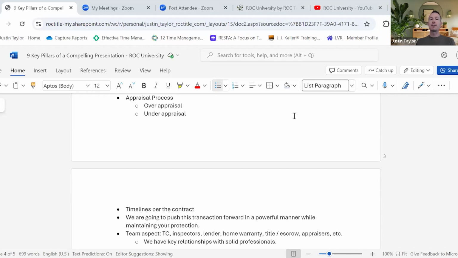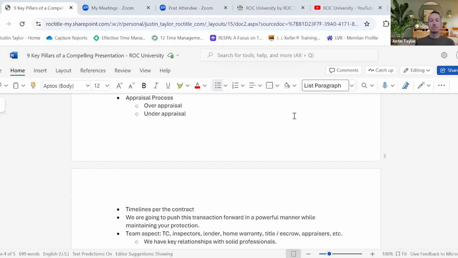And we do that by ensuring that we don't miss any timelines. We don't want to be in a situation where we're in breach of contract. So time is of the essence. When I call you or talk to you about something and I'm pushing to get the inspection done, or whatever it is, that's because we want to make sure that you are protected.